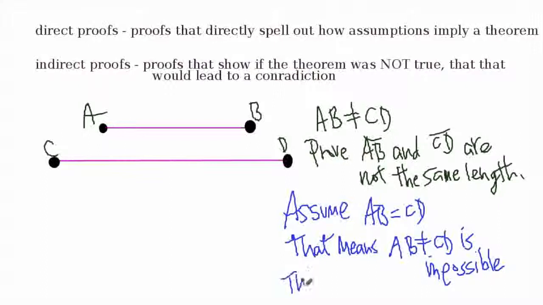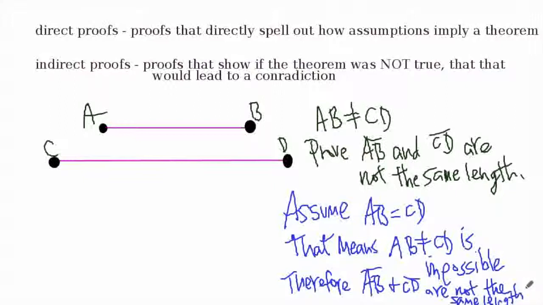Okay, so therefore AB and CD are not the same length, because if they were the same length, it would lead to a contradiction. So they are not the same length. Okay, I hope that was instructive. Now sometimes the direct proof will be the way to go. Sometimes the indirect proof will be a lot nicer, easier for you, and sometimes you can do it either way.